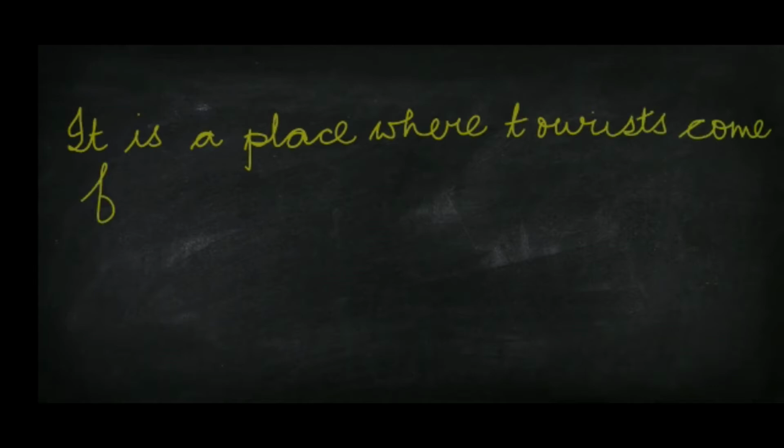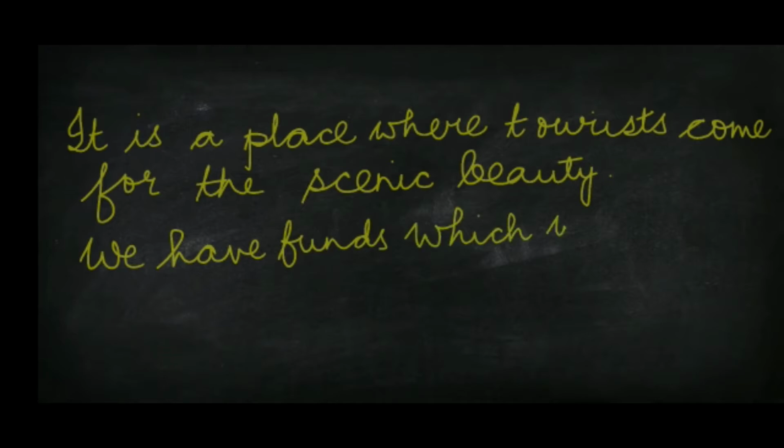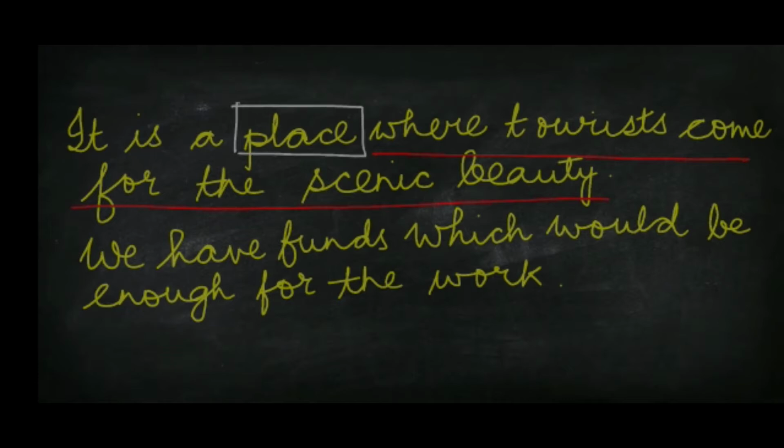Let's read the first example. It is a place where tourists come for the scenic beauty. Now try finding out the noun in this sentence. Come on. And say the second sentence. We have funds which would be enough for the work. In this sentence also find out the noun. In the first sentence, we will see that the word place is the noun. I will soon put it in a box. So here it is. Place is a noun. And in the second sentence, the word funds is a noun.